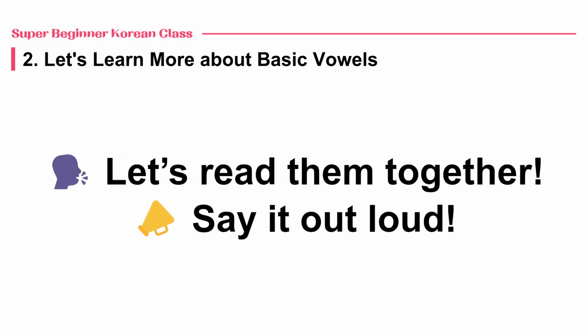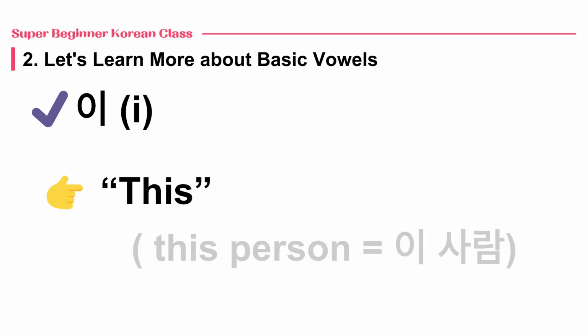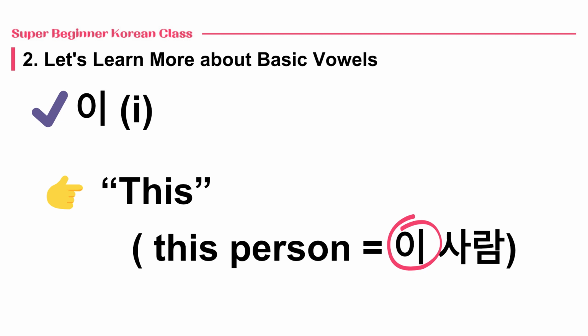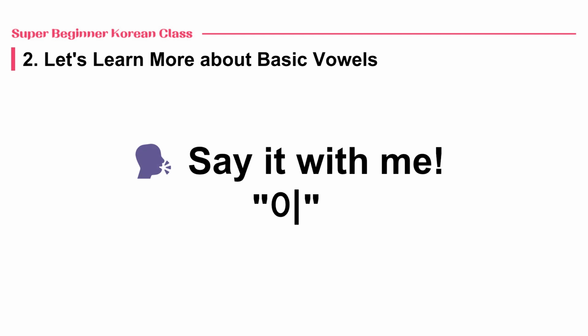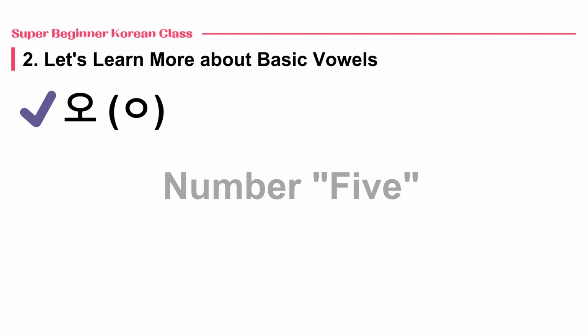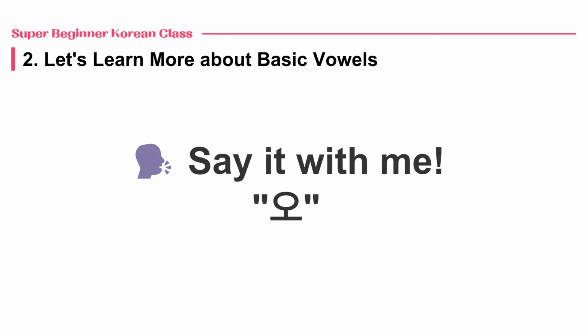Let's say them together. 이 means this when pointing to a person or a thing, like in this person, 이 사람. It also means number 2. Let's say it together. 이. 오 is the number 5 in Korean. Let's count. 1, 2, 3, 4, 5. Say it with me. 오.